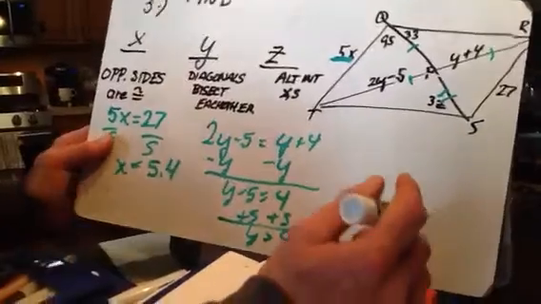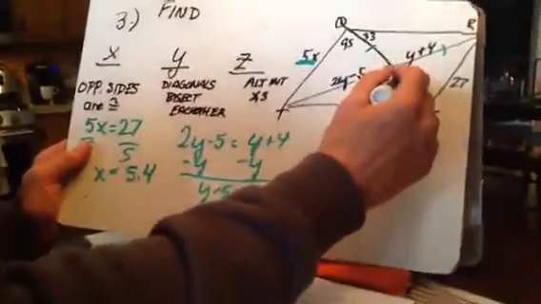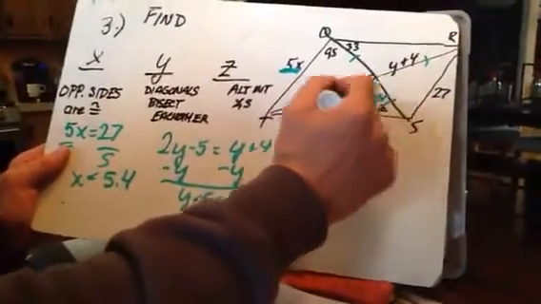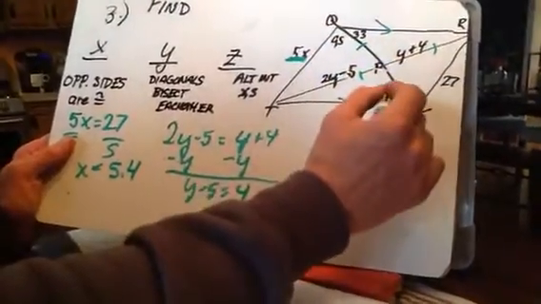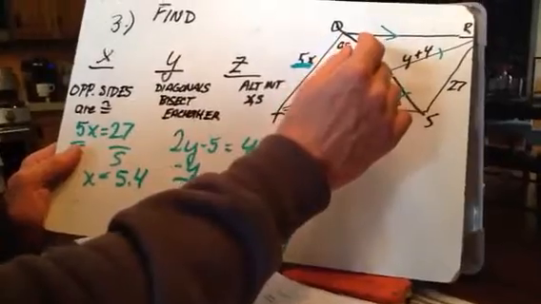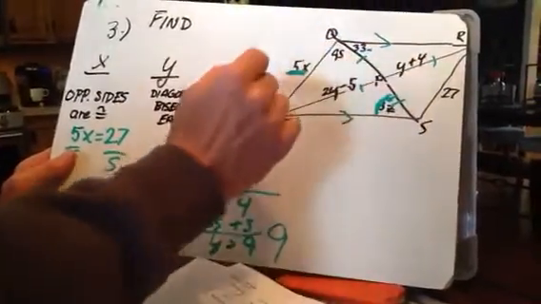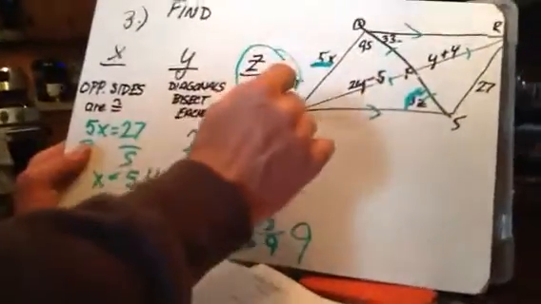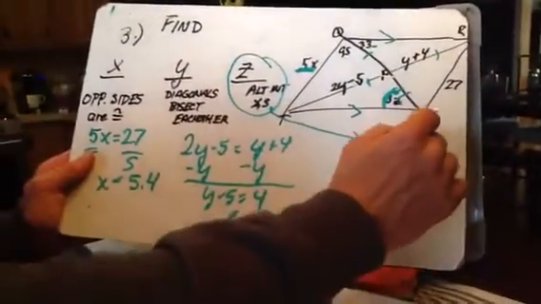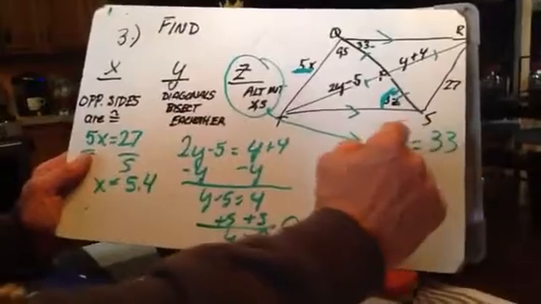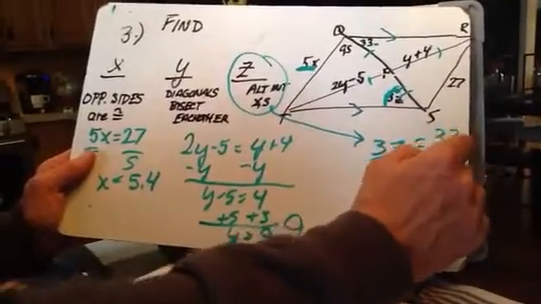Now this one's a little harder. If the z is here, what did we explain before? Parallel lines cut by a transversal. Here's my transversal. So 3z, this would be alternate interior to 33. I don't know if you guys can read that, alternate interior angles. So 3z equals 33. Z equals anybody?